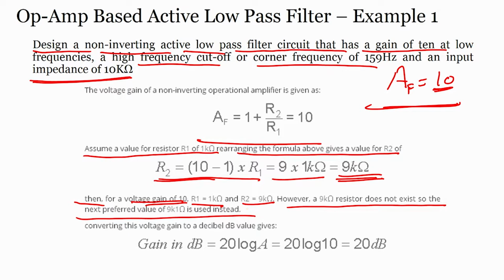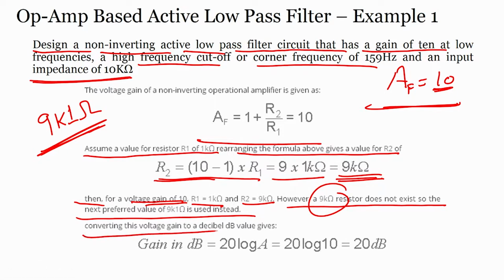What exactly is 9k 1? What does that mean? Alright, understand what that is. 9k 1 ohm is used instead of 9 kilo ohm. Instead of 9 kilo ohm, I am using this value. Why?